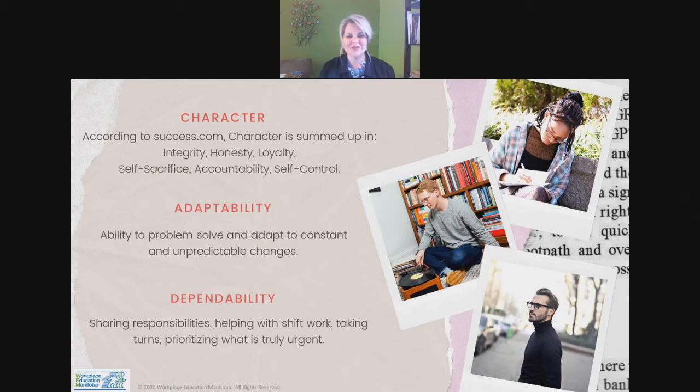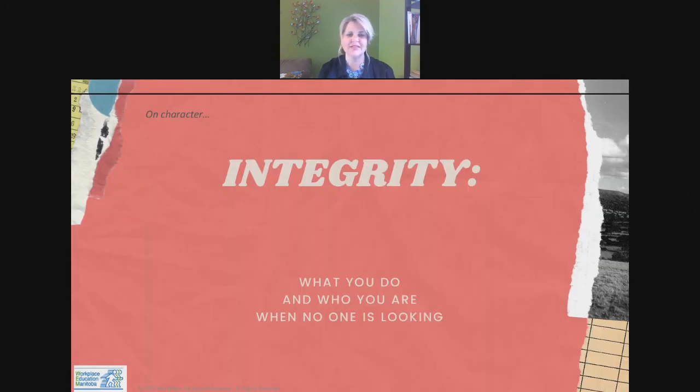So this is what people want from you in a team. Adaptability, this to me is the biggest buzzword of our time that actually has meat to it. Solving problems and adapting to change is the key piece in moving forward in what's ahead in our workplaces. And then of course, dependability, being the one that people can count on, being the one that shares responsibility, that helps pull the load. In that whole realm of character, go ahead and look up the word integrity.